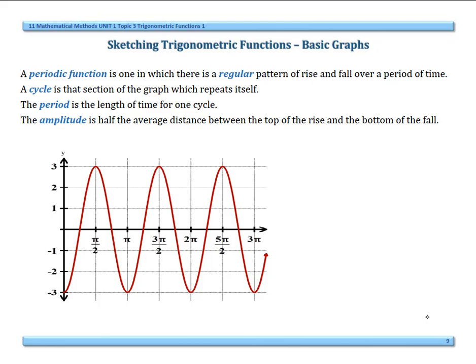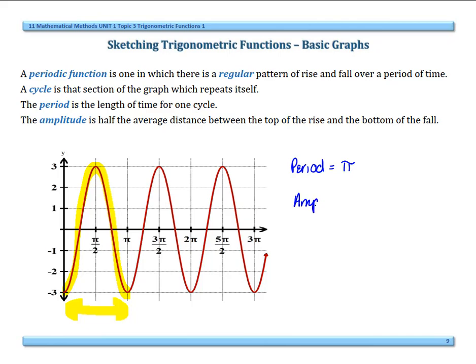So if we looked at the graph that we have here, I start at the bottom, I go up, I go down, and I go back down to the bottom. I then keep repeating. So this is a periodic function where the period is the length of that one cycle, that is pi. So the period is pi.